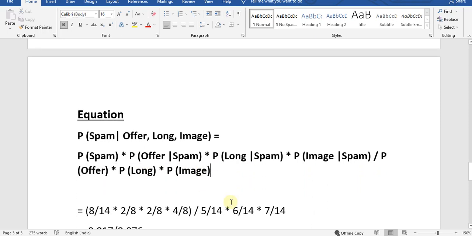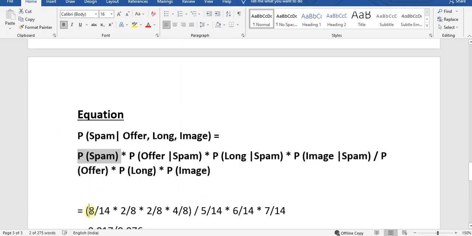Now how to calculate those values? I have written some values here. You can also write it. It's very easy. So what is the probability of spam? You know that there are a total of 14 records. Among the 14 records, there are 8 records where the spam value was yes in the target column.